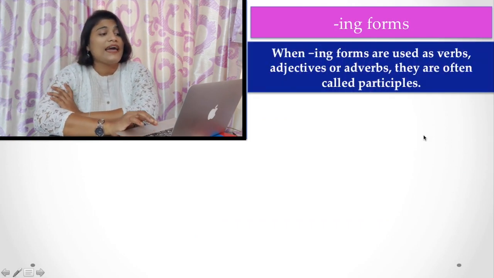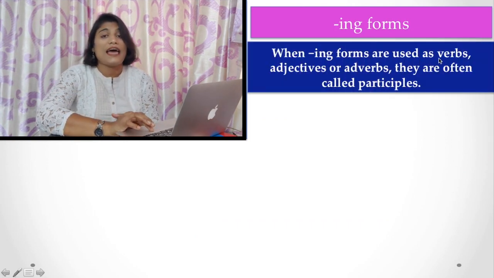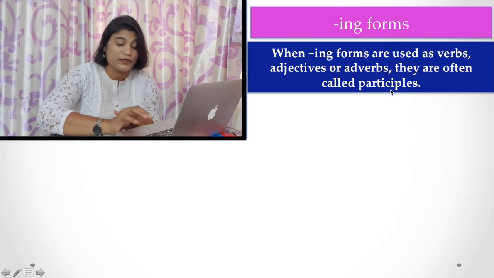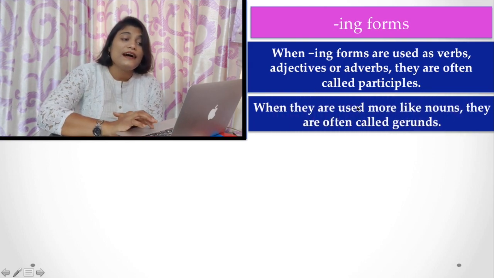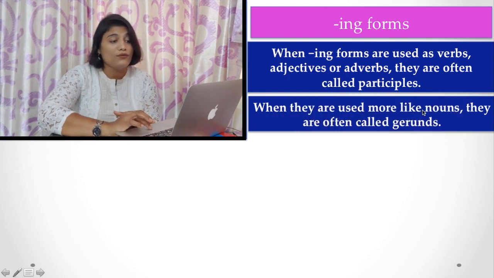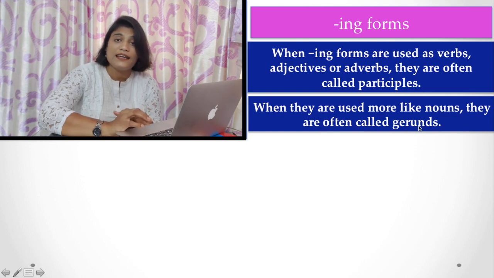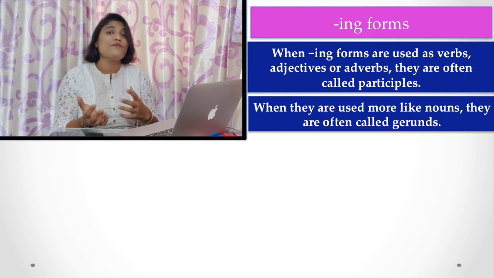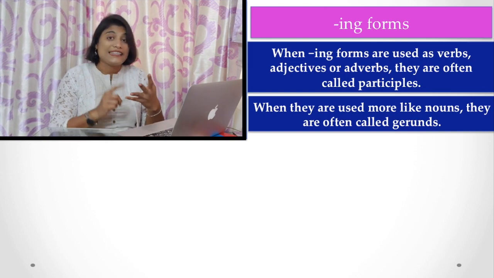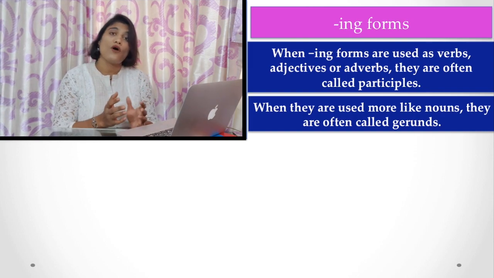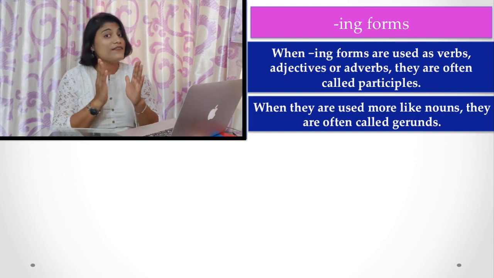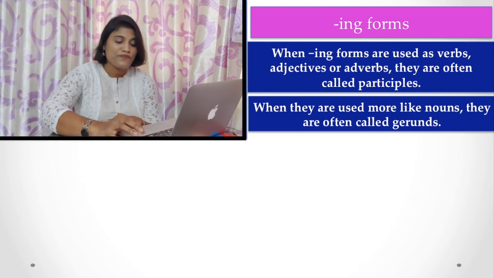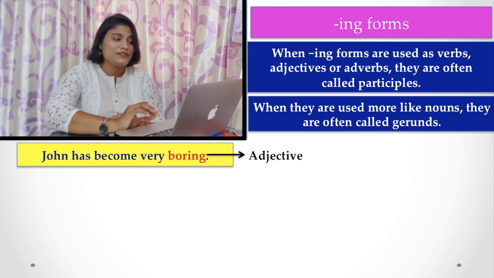Here, when ing forms are used as verb, adjective or adverb, they are often called participles. And when they are used more like nouns, they are often called gerund. This is the prime thing you have to know. That is, when verbs are used like verbs, adjectives or adverbs, they are called participle. But if the verb with ing is used like a noun, it is called a gerund. So let's see the examples now.